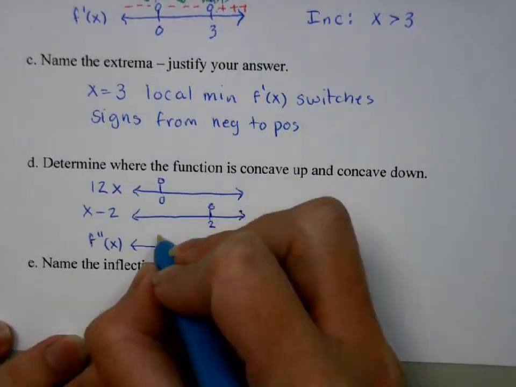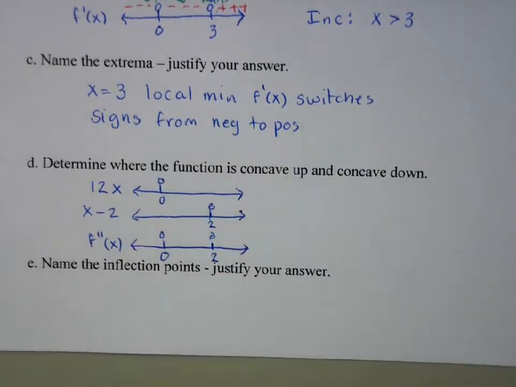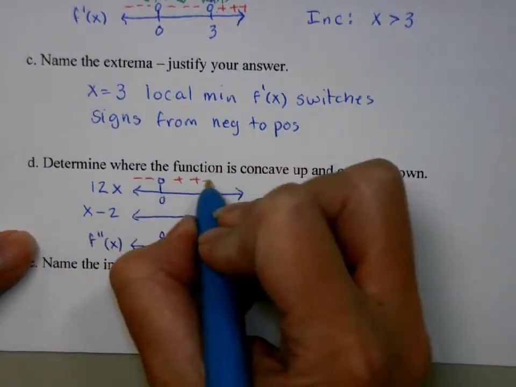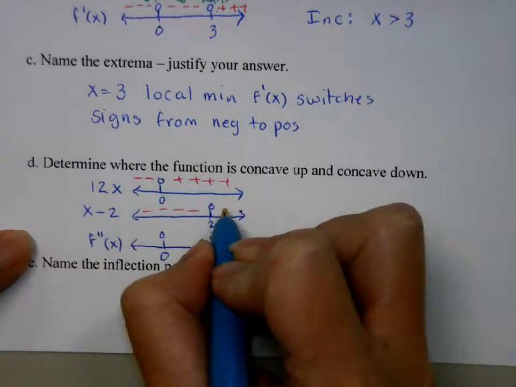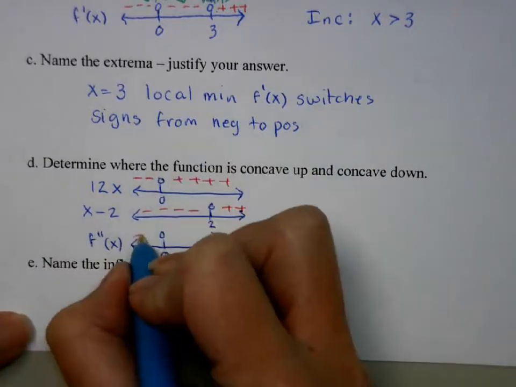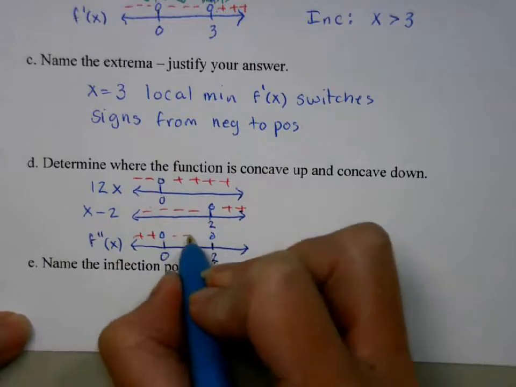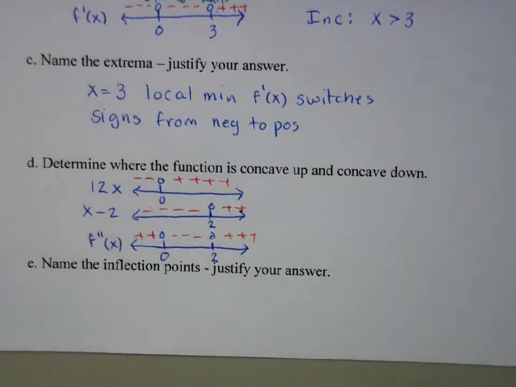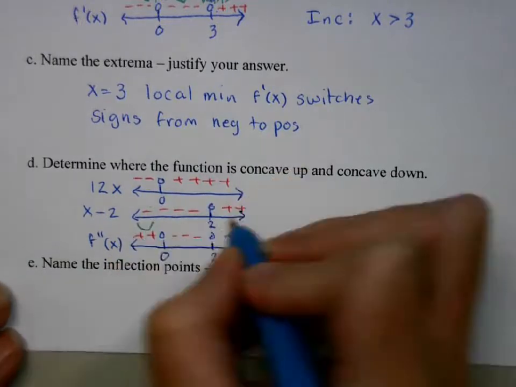This one's going to go from negative to positive. This one's going to go from negative to positive. So negative times negative is positive here. Positive times negative, positive times positive. So for my second derivative, that tells me that our graph is concave up, concave down, concave up, and I have an inflection point at those transitions.